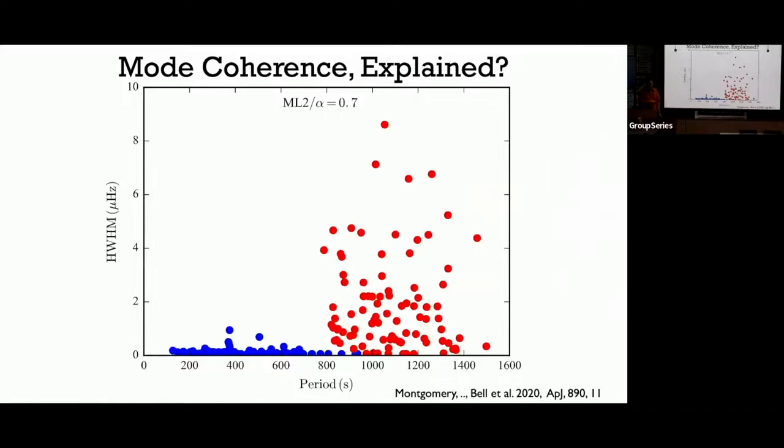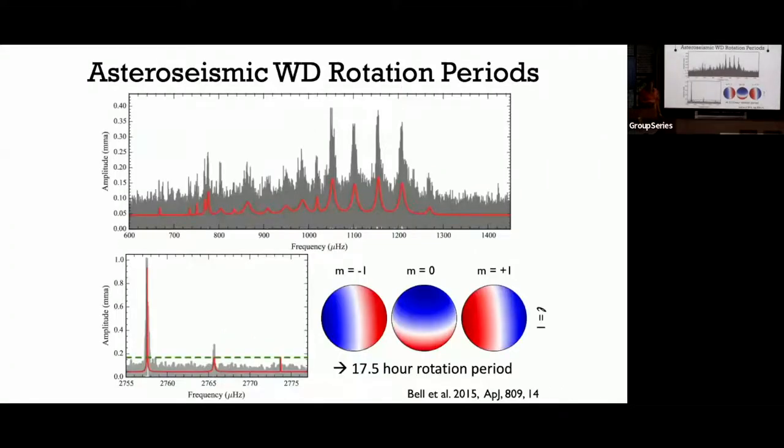The next one's a little simpler. Ooh, my animations aren't working. Imagine these traveling waves around the equator like you saw before. -1 and +1 means they travel in opposite directions, right? When a pulsating star is rotating, the modes get split into multiplet components that are split by an amount that's proportional to the rotation frequency.